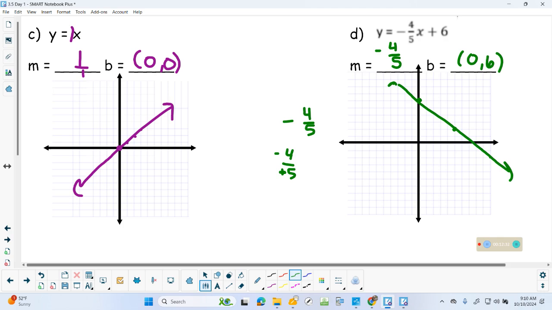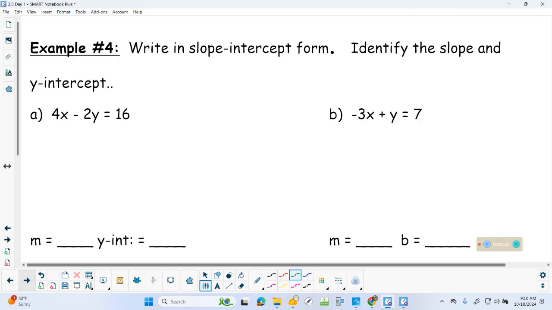All right, final four for today. Write in slope-intercept form, and identify the slope and y-intercept. So the trick on this, really, these equations are not... Grayson, are we not proofs based on? Right. No, come on now, come on.